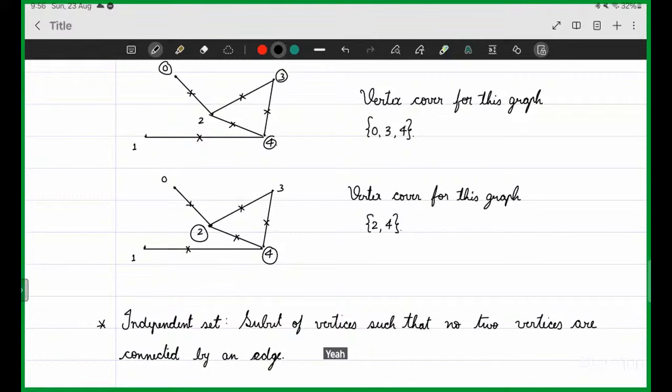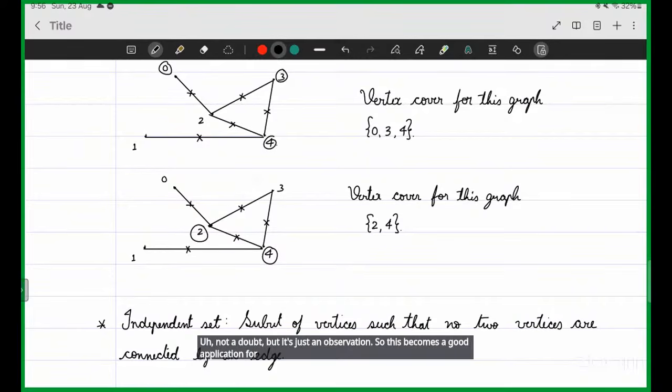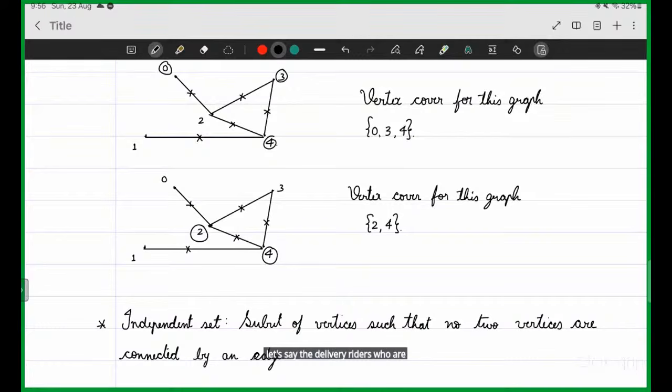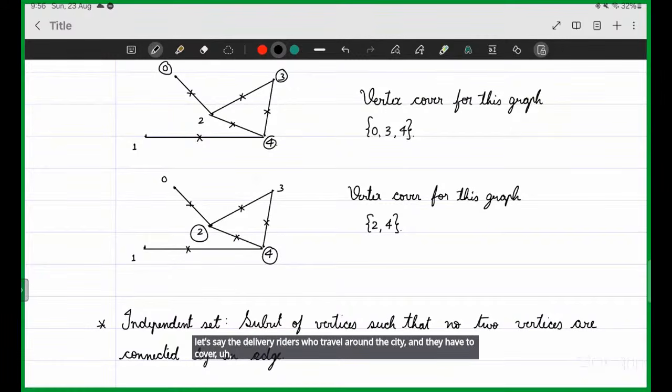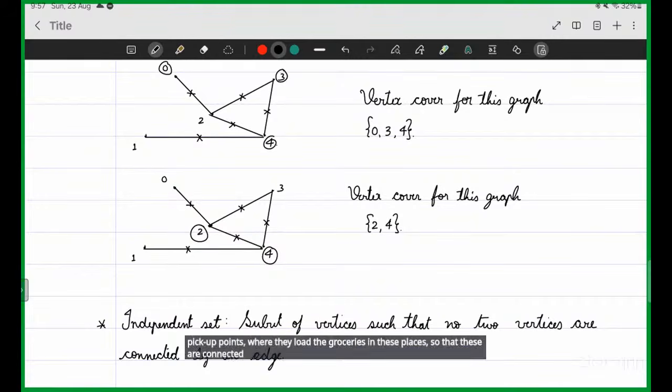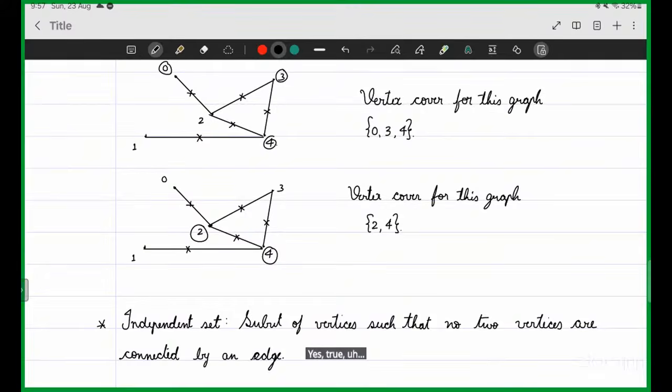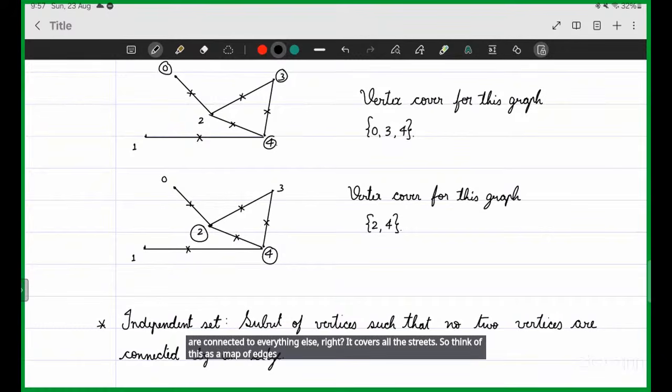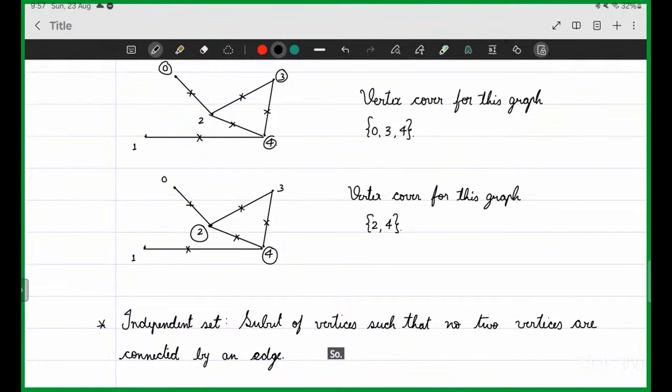Not a doubt, but just an observation. This becomes a good application for, let's say, the delivery riders who travel around the city. You can put the delivery pickup points, where they load the groceries, in these places, so that these are connected to everything else and cover all the streets. So think of this as a map of edges. Or if you want to put, let's say, a traffic police check, any road goes through one of these vertices, right? That's the point.